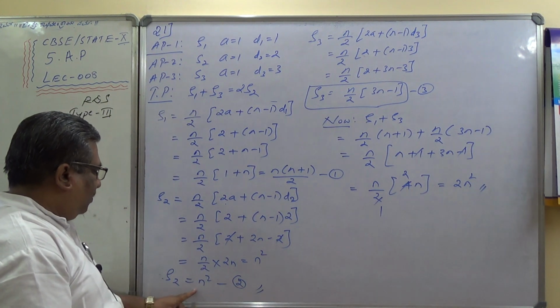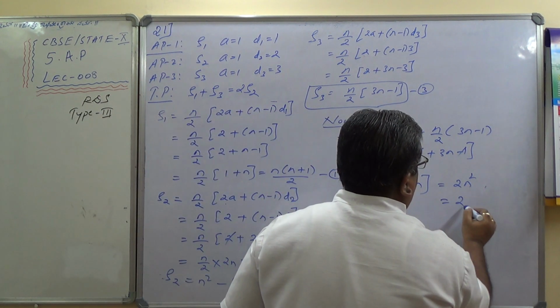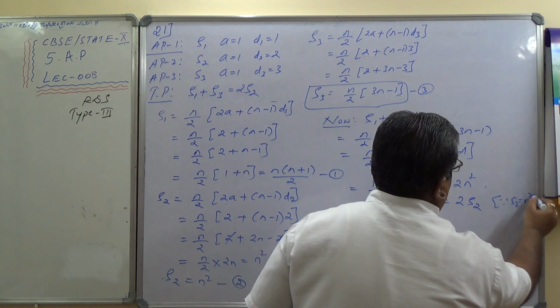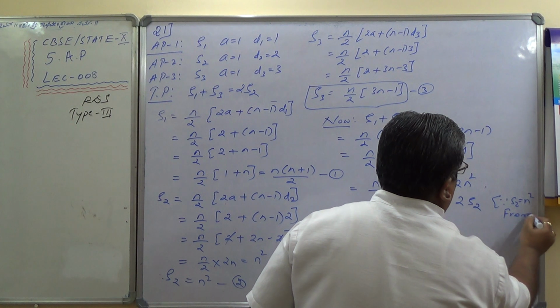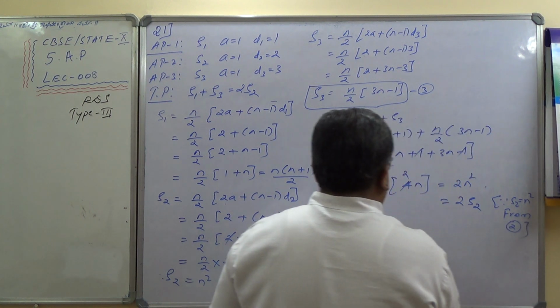What is n square equal to? S2 here. Therefore, S1 plus S3 equals 2 times S2, because S2 is equal to n square from the second one. Therefore, proved.